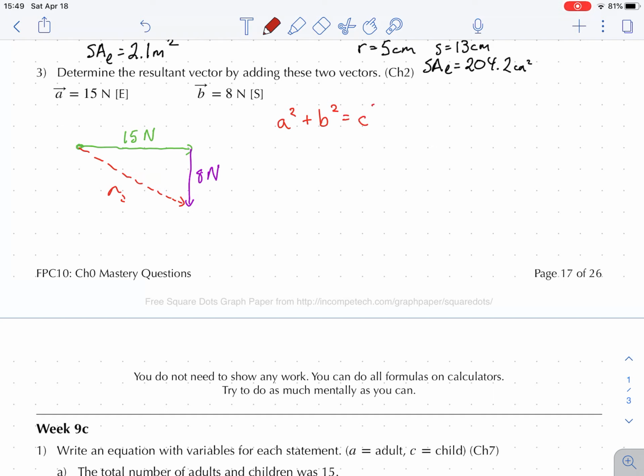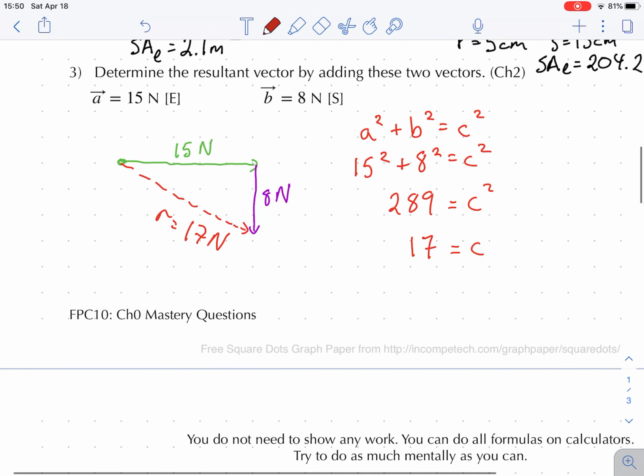So first thing, I'm going to use Pythagoras' theorem to determine the length of my resultant vector. So I put in 15 squared plus 8 squared is equal to c squared. Well, 15 squared is 225 plus 8 squared is 64, which gives 289. So c squared is equal to 289. And I square root that and I get 17. Hey, this is another nice Pythagorean triple.